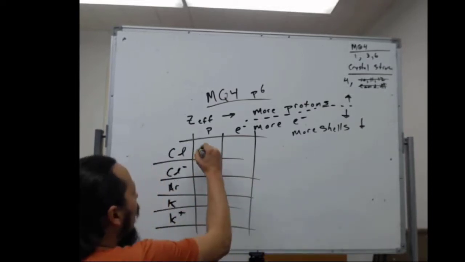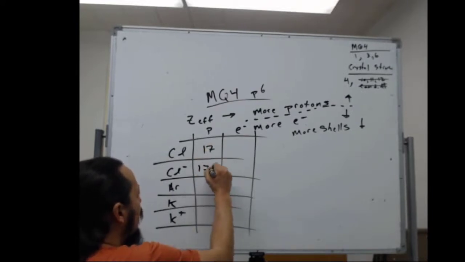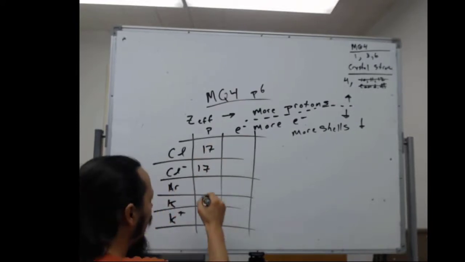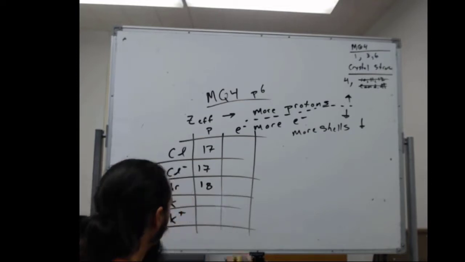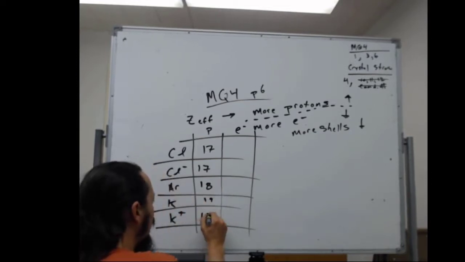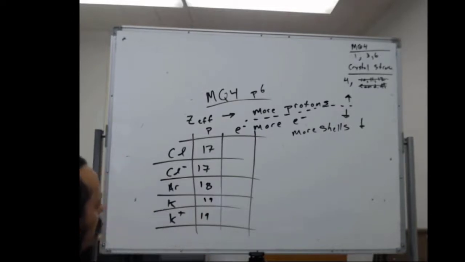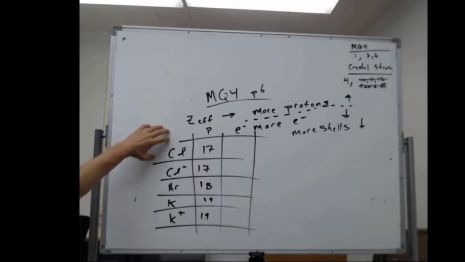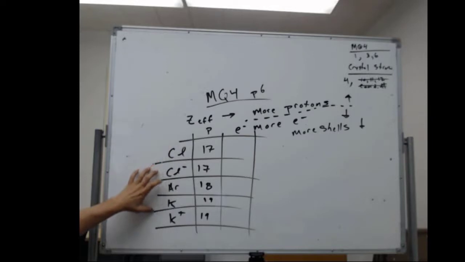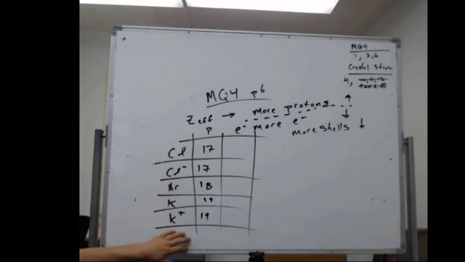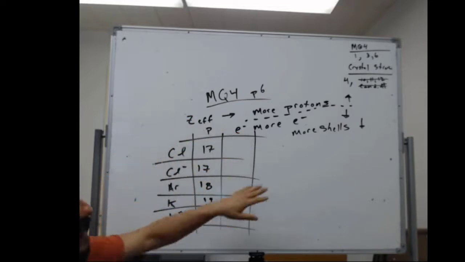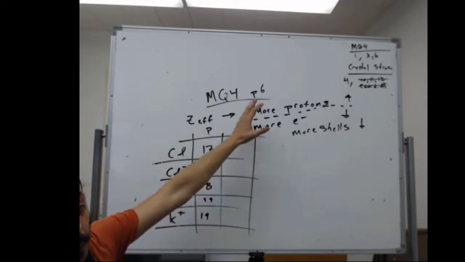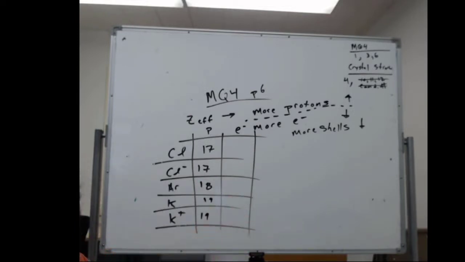So chlorine has 17 protons. Argon has 18 protons. Potassium has 19 protons. So as we go up, potassium's got more and more protons. So this should be potassium plus, more protons. But as we go up, we're also increasing the number of electrons and we're increasing our shells. So we've got this kind of competing of two ideas.